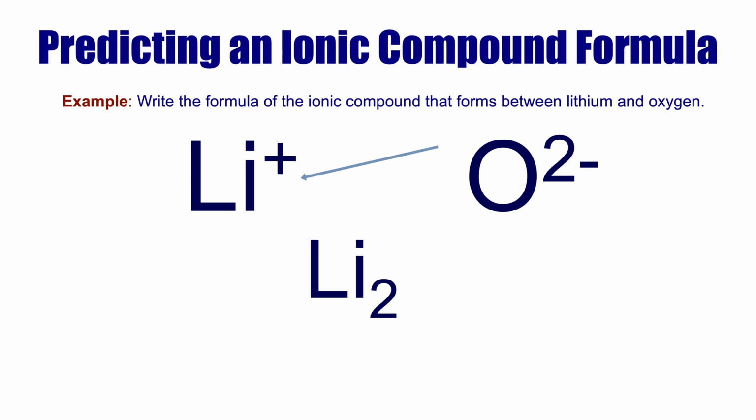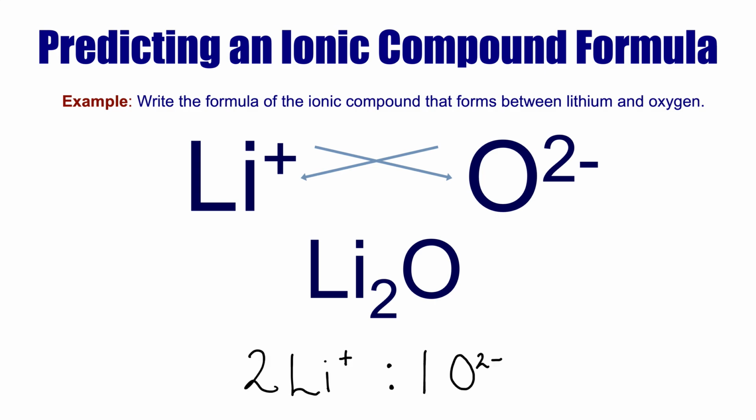Now I can figure out oxygen's subscript. Lithium has a charge of +1. That tells me that oxygen in that formula unit needs to have a subscript of 1. If the subscript is a 1, you don't write the 1 down, you leave it blank. It's implied that it's a 1. Based off of that formula unit, I can tell that the ratio is going to be for every 2 lithium ions with a charge of +1, I need 1 oxide with a charge of -2.